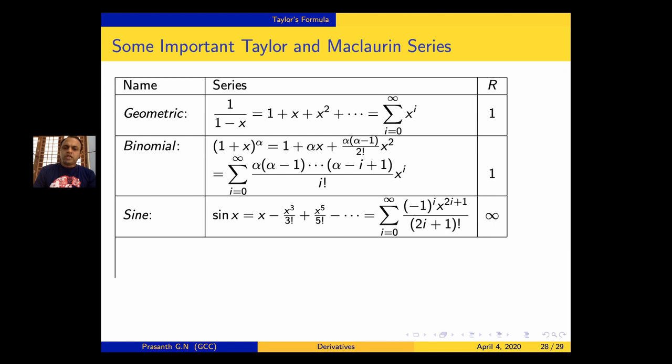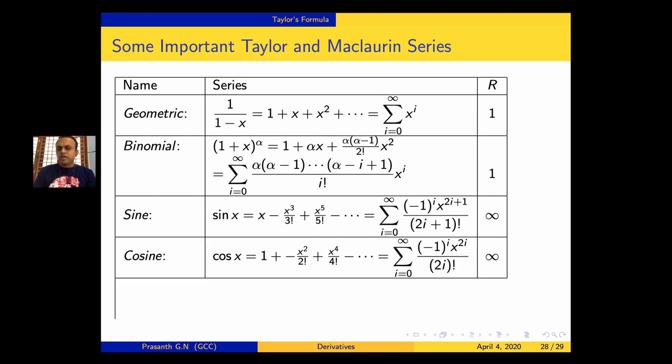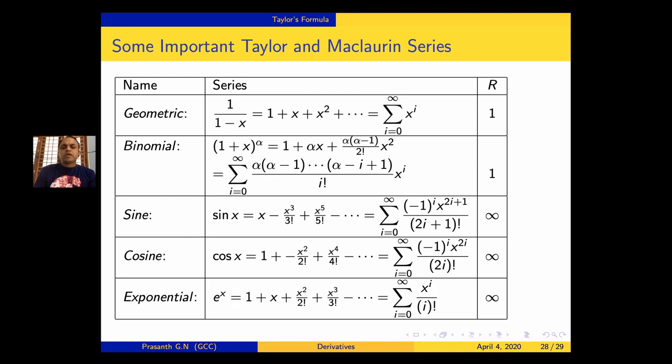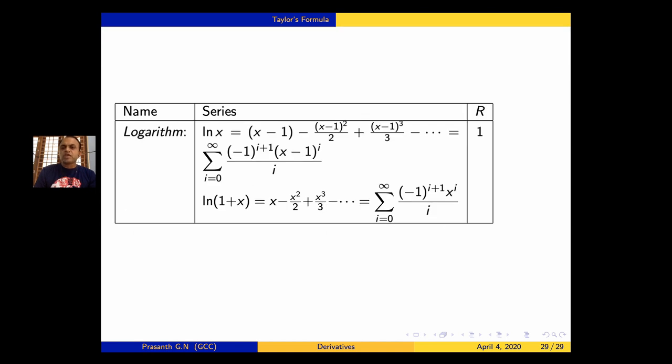Sine function, you know that its radius of convergence is infinity. Cos function, its radius of convergence is again infinity. Exponential function, e raised to x is equal to 1 plus x by 1 factorial plus x square by 2 factorial plus x cube by 3 factorial plus etc. Its radius of convergence is again infinity.